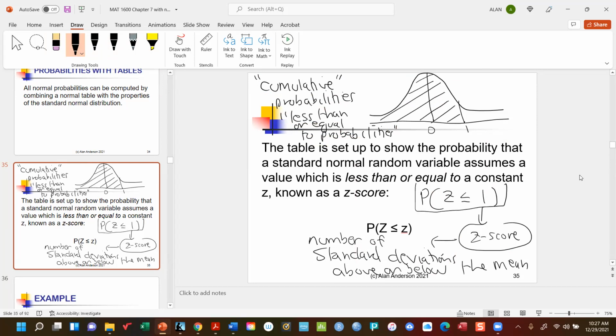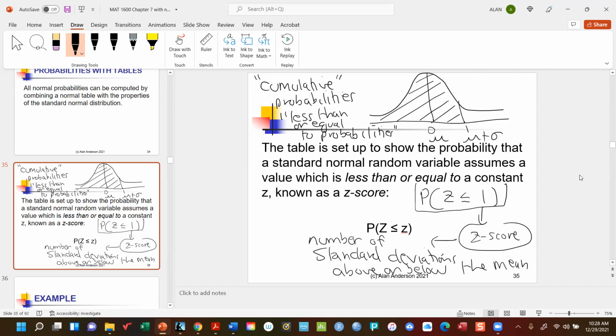Well, what I'm basically doing is calculating the area of the shaded region under this curve. But how do I do that? Well, that's a good question. And by the way, don't forget, this represents one standard deviation above the mean. I need to know the probability that our Z here is less than or equal to 1. And that 1, by the way, is often known as a Z-score.